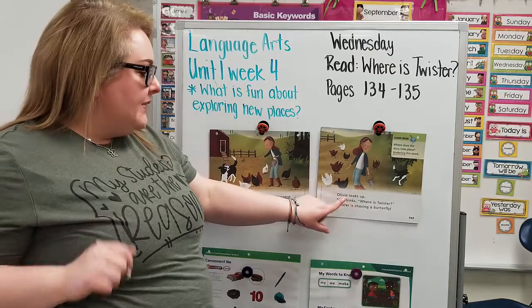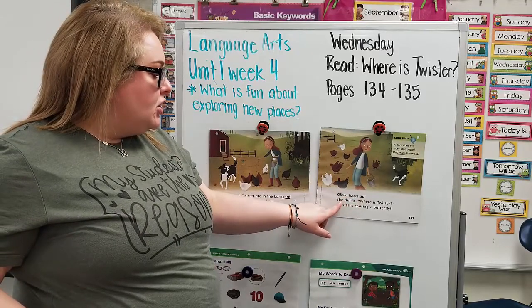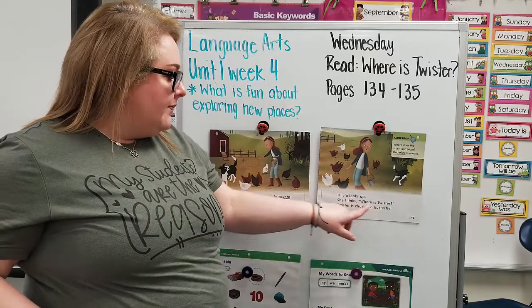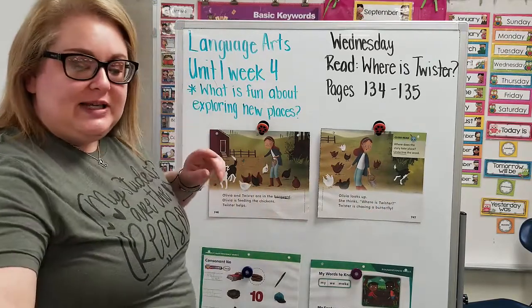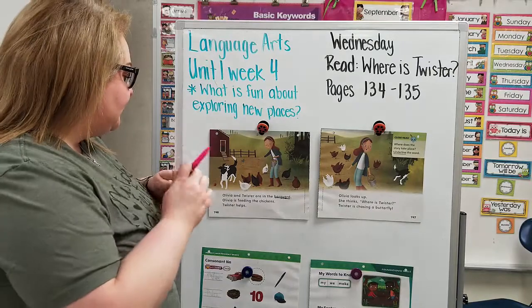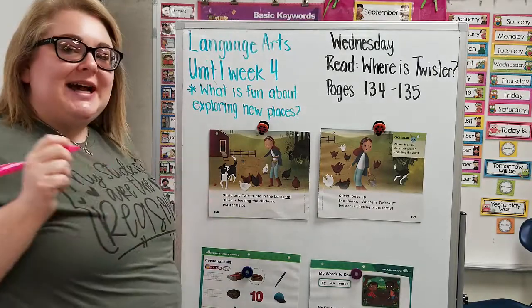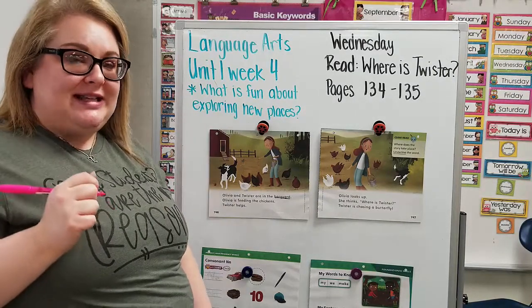Olivia looks up. She thinks, where is Twister? Twister is chasing a butterfly. Okay, so get your highlighter ready. And I want you to highlight the first word in the sentence, okay?